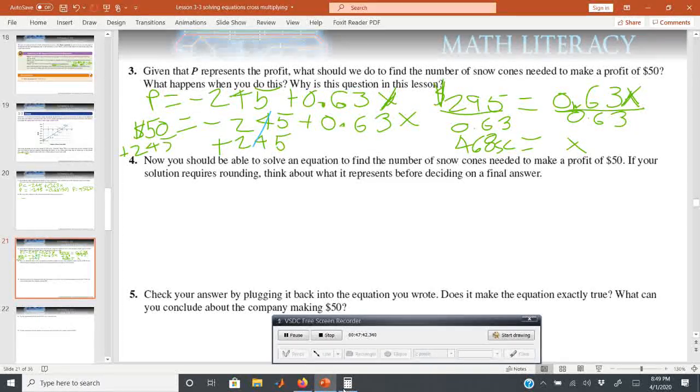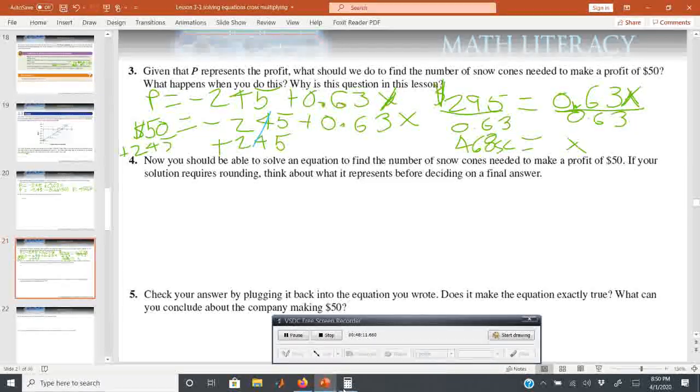Okay, now you should be able to solve an equation to find the number of snow cones needed to make a profit of $50. If your solution requires rounding, think about what it would represent before deciding on a final answer. Okay. Actually, I think I just did that. Question 3, they just wanted you to put in the $50.